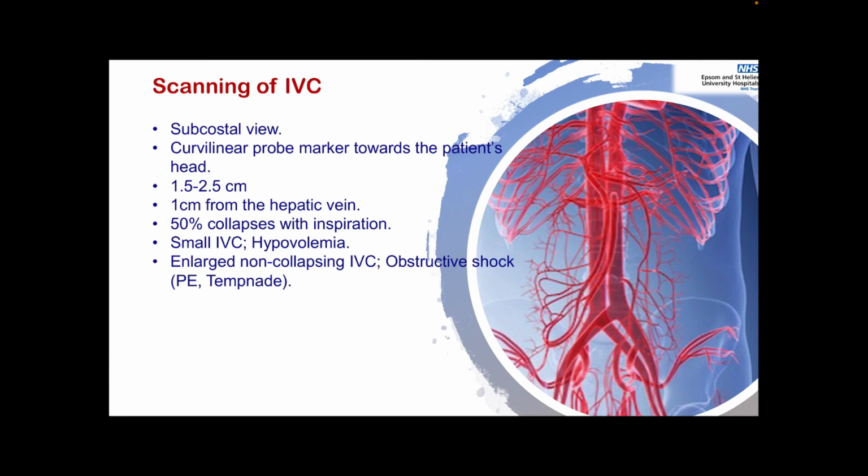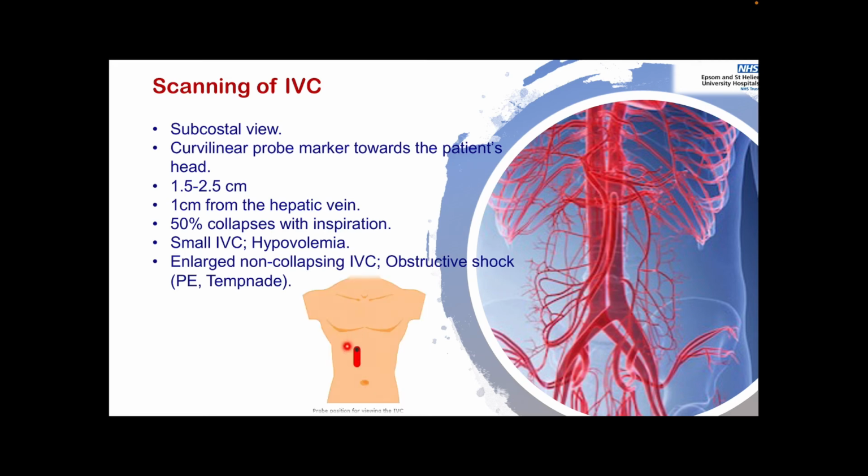If the patient has hypovolemia, we'll see that the IVC will be small. Or if there is an enlarged, non-collapsing, plethoric inferior vena cava, this indicates that the patient has obstructive shock, either PE, pulmonary embolism, or tamponade.